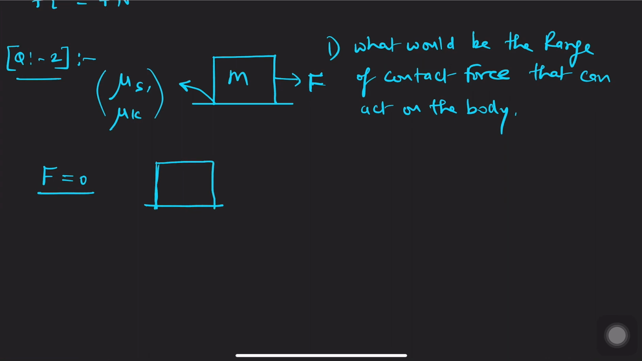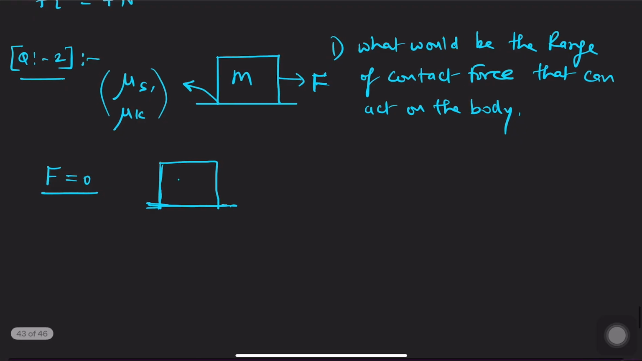Why? Because there would be no friction, because you are not applying any external force. So friction will not act, and in that case, at the very least, the normal force will be acting on the body. So what we can say is that R minimum will be at least mg. The minimum is mg, that is going to act for sure on the body, even if you are not applying any force. That much contact force is going to act for sure. Okay, that is the first thing.